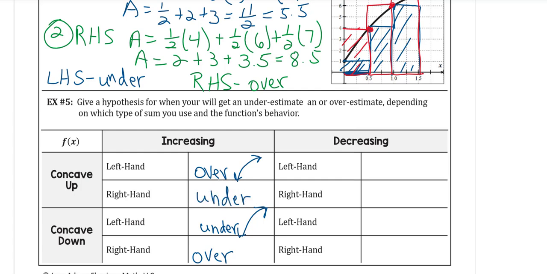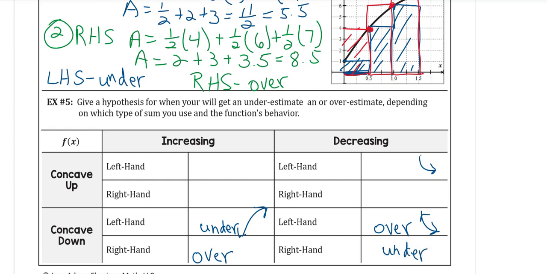Okay, so on a decreasing function, that'll look like this. Whoops, I put that in the wrong spot. I apologize. We're still concave down, so we're here. The left-hand sum is over. It's because we're looking like this. There we go. And our right-hand sum is under.